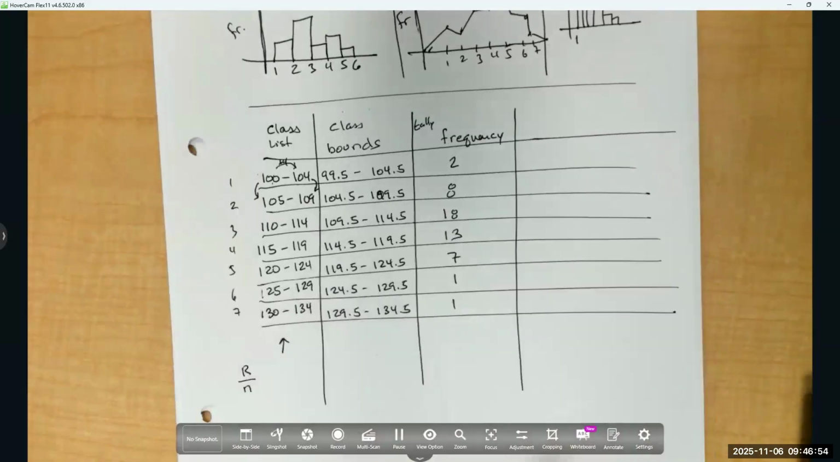All right, now what do we do? This is a first important step. What do we do next?